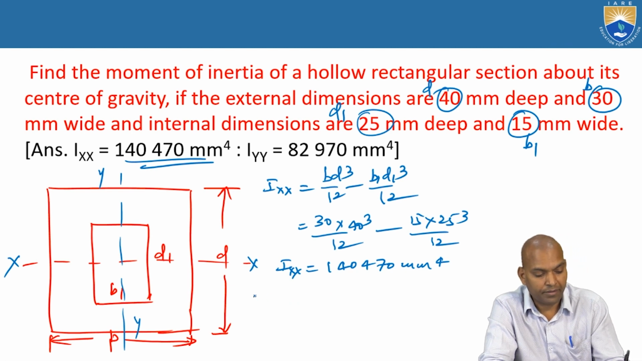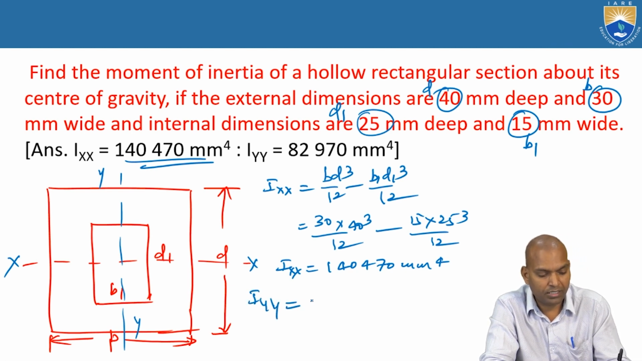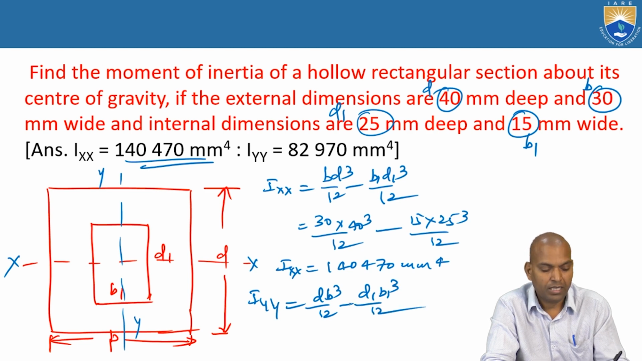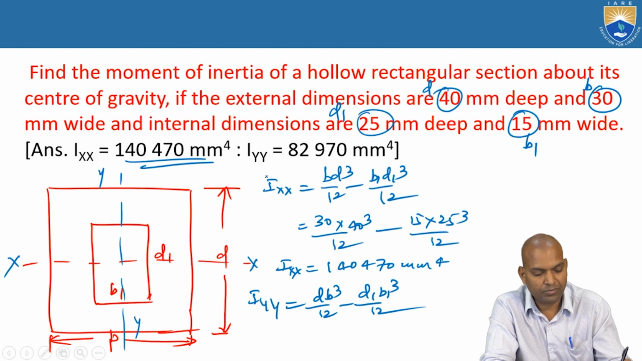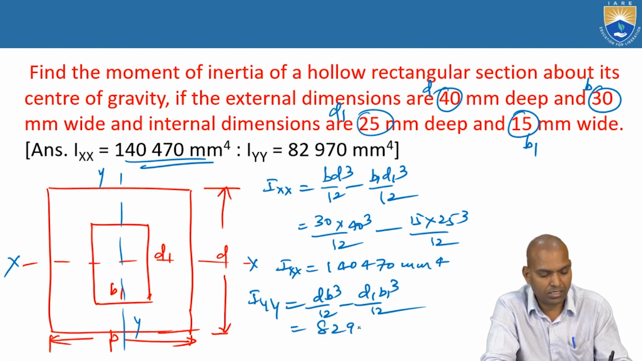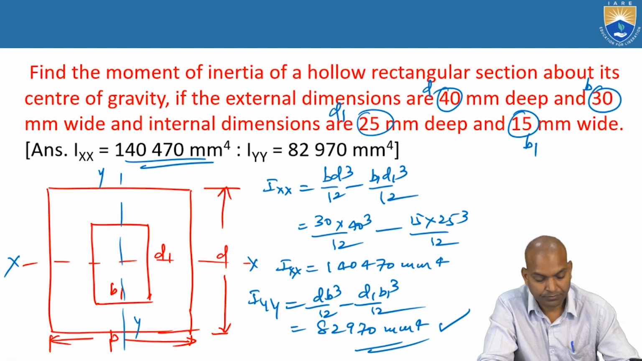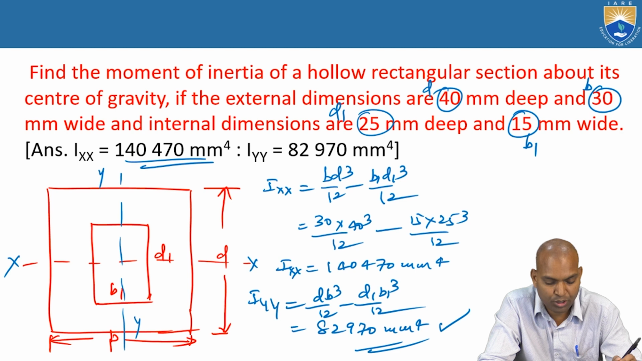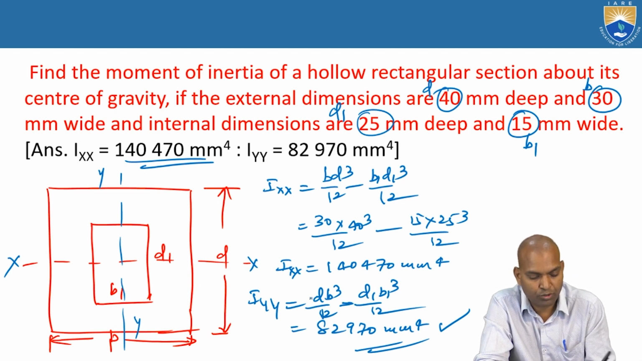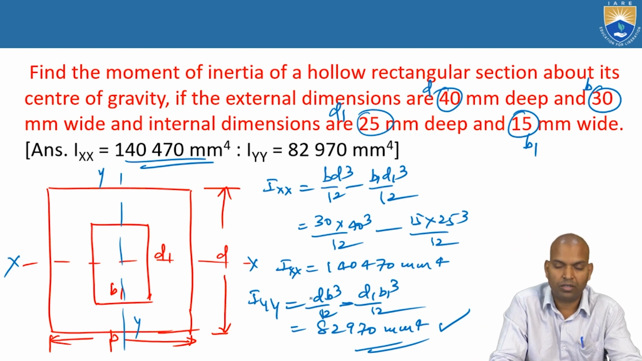What about IYY? Already we derived the expressions in previous sessions. That is DB cube by 12 minus D1 B1 cube by 12. Substitute D, B, D1, B1. Then the answer becomes 82,970 millimeter power 4. This is IYY, DB cube by 12 minus D1 B1 cube by 12. That is the second problem we solved.